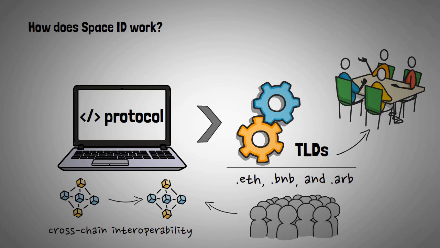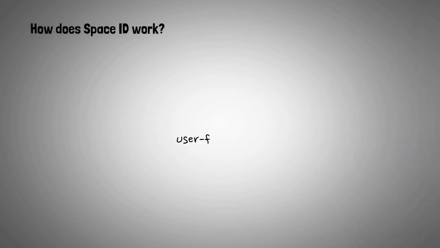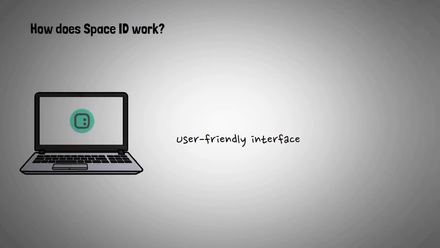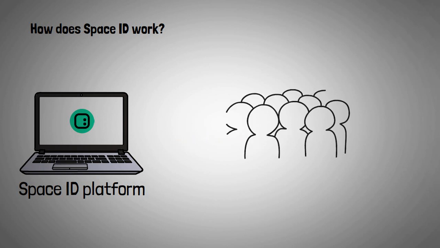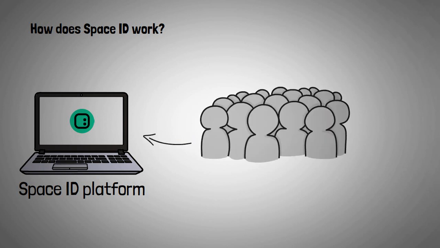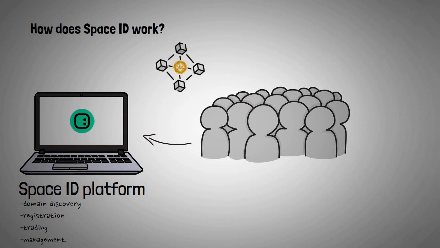But what good is a powerful engine if you don't have a sleek and user-friendly interface to go with it? That's where Space ID platforms come in. This is the part of the system that users interact with directly, offering a seamless and intuitive experience for domain discovery, registration, trading, and management. The platform also integrates with major dApps and wallets on BNB Chain and other blockchains, making it easy to use Web3 domains in your everyday life.